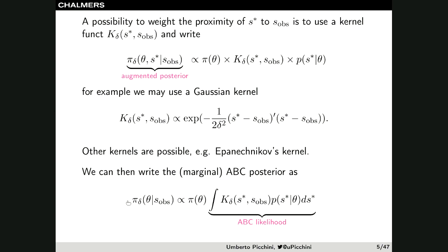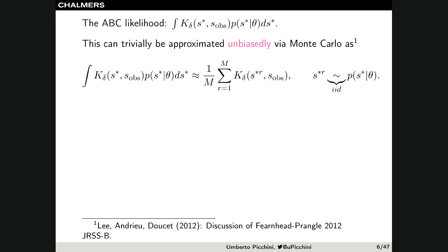And what we're interested in is actually the marginal of the parameters, not the joint posterior of parameters and summaries. So we integrate out the simulated summaries, and therefore this is the marginal posterior of our parameters. And since we have a prior here, this must be the ABC likelihood. And this is the object that I want to approximate, the main task of this talk. So how can we approximate it?